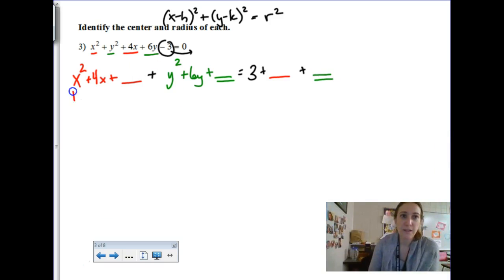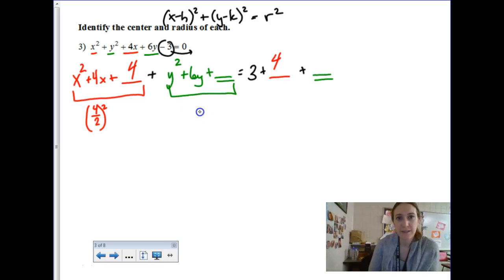So completing the square on this red trinomial, remember the rule is you take half of your b term and then you square it. So 2 squared is 4, and that goes in both of the red blanks. And then same completing the square formula here for the y's. I take half of my b term, so 6 cut in half is 3, and then I square it, so I get a 9. That goes in each place.